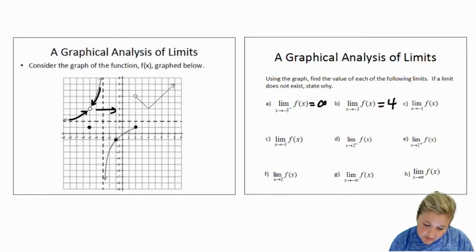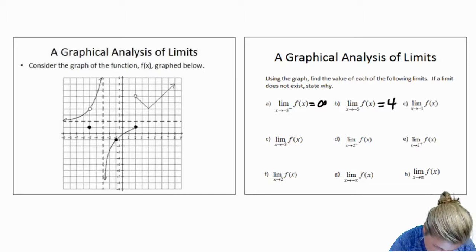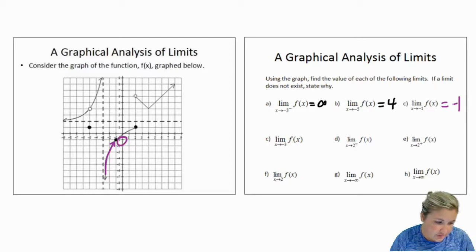And then we have the limit as x approaches -1, which is right here. Let's see. So right here, -1, which is going to be at y equals -1. So that's kind of odd. Not odd, but just different.